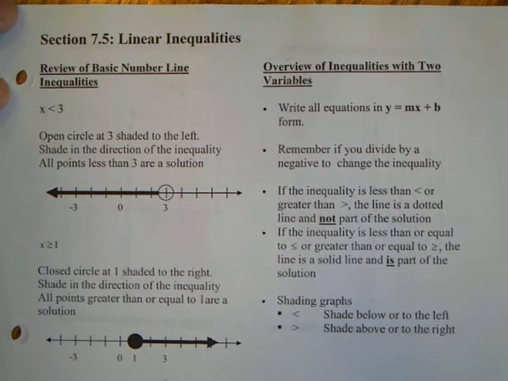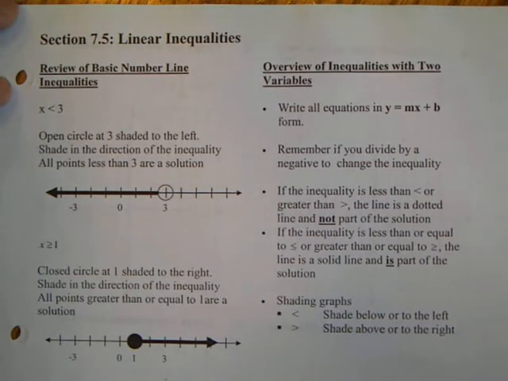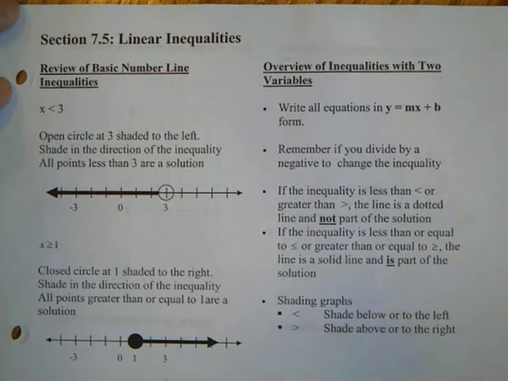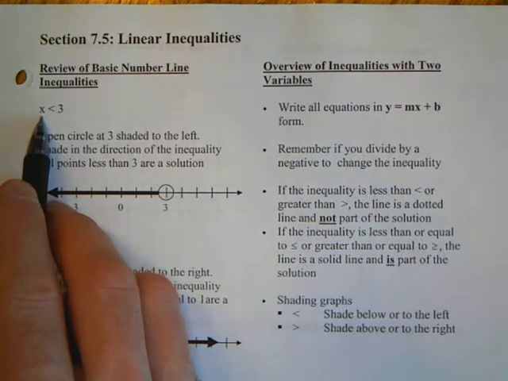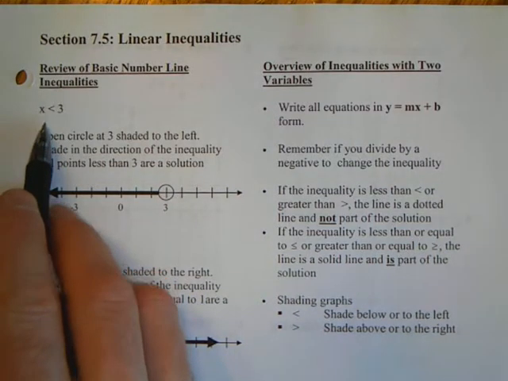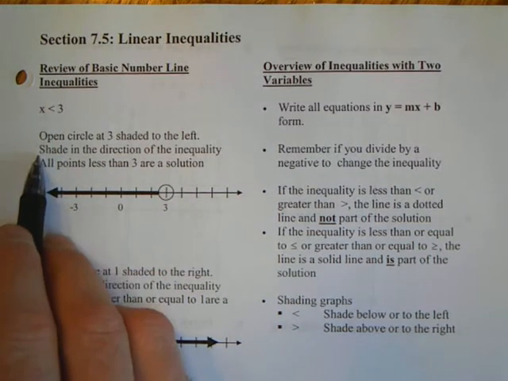This is section 7.5, linear inequalities. It's been a while since we did any graphing, and this takes us back to when we were graphing number lines. Just a few reviews. When we're having an inequality, we want to have the variable on the left. Important idea.